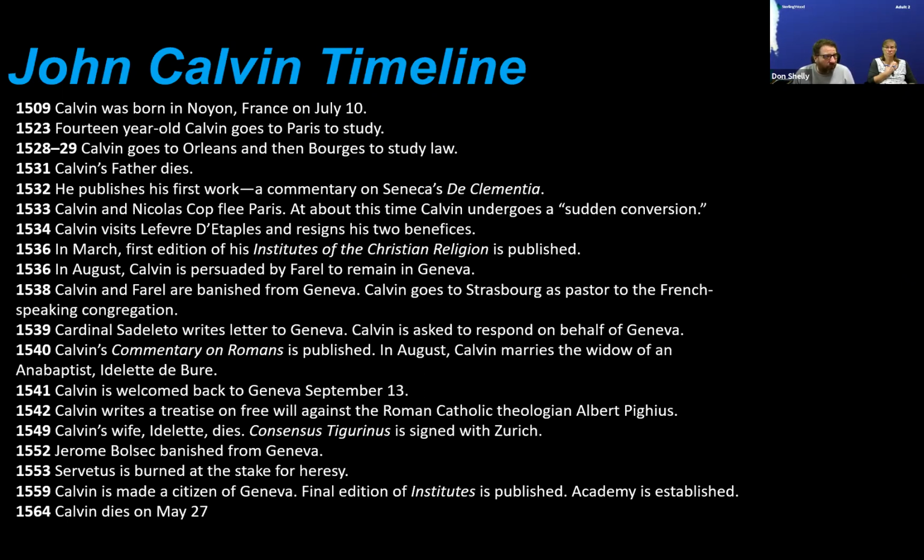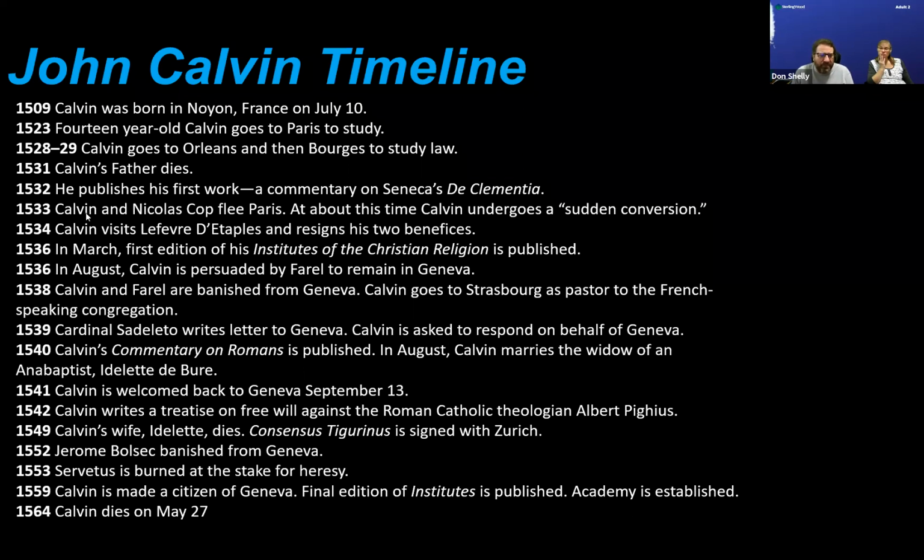What's going on in France during this particular time? By 1532, there are starting to be clashes between a predominantly Catholic France and the Protestant elements within France. Particularly under the French king, Francis I, there's a lot of strife going on. And it's during this period, about 1533, that Calvin and one of his friends flee Paris.